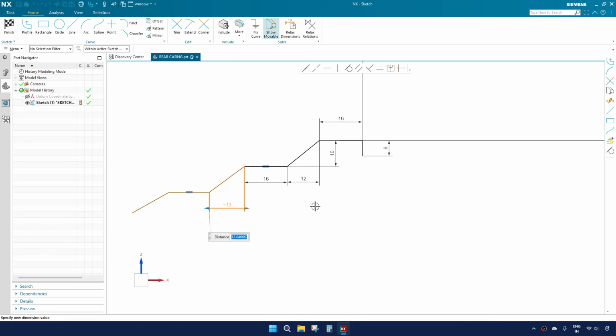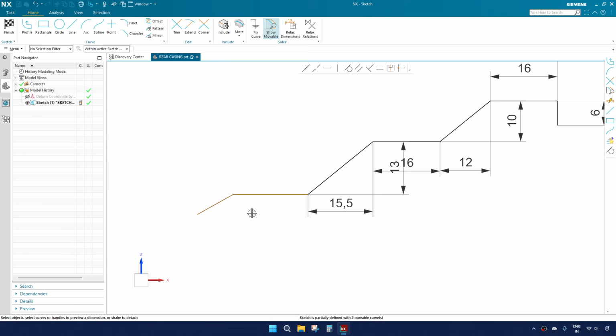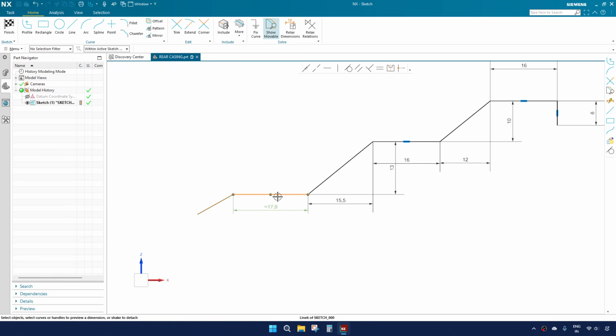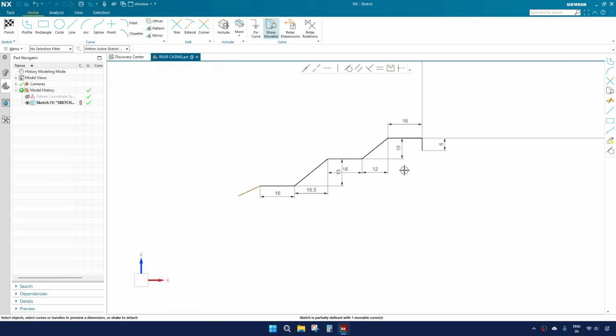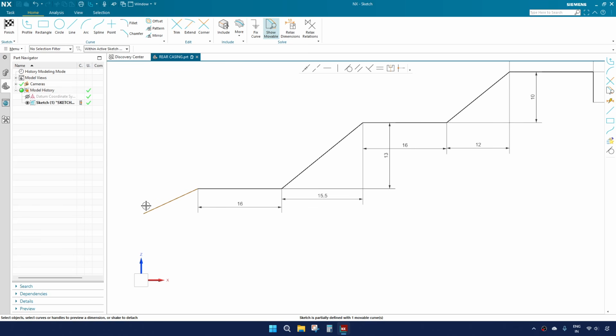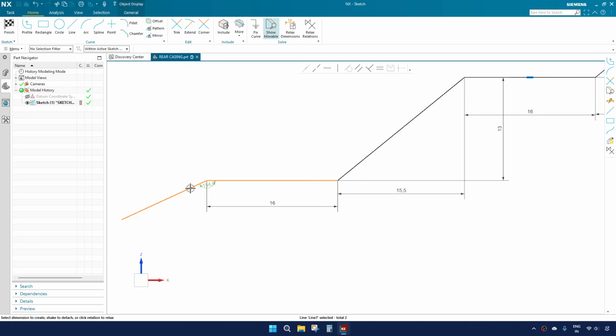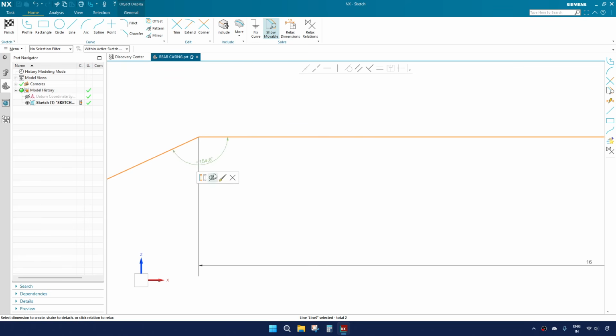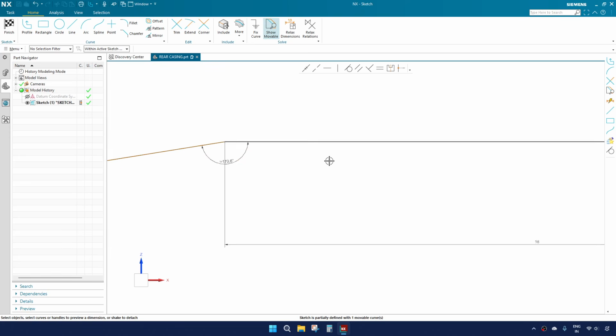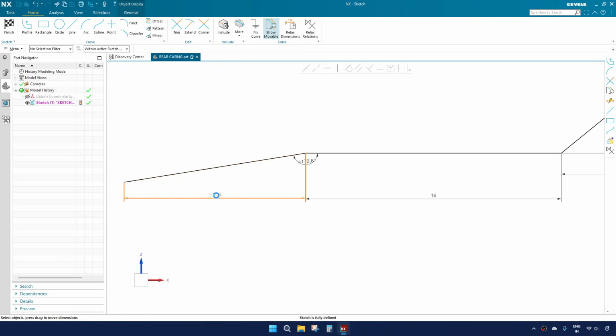The horizontal of the next inclined line is 15.5. Vertical is 13. And the next horizontal line is 16. The angle of this one is 170.62. The horizontal dimension of this one is 121.